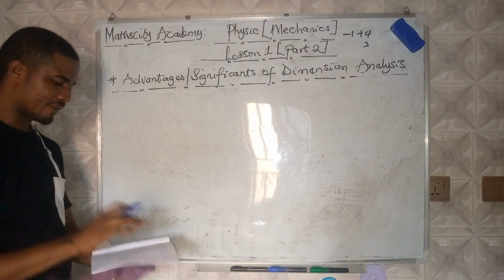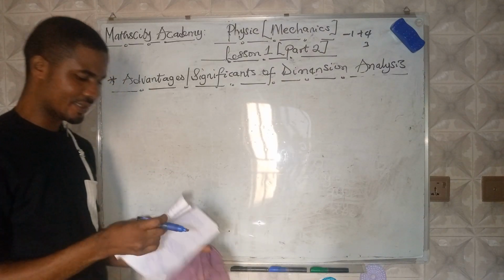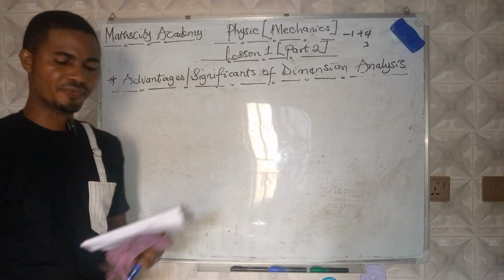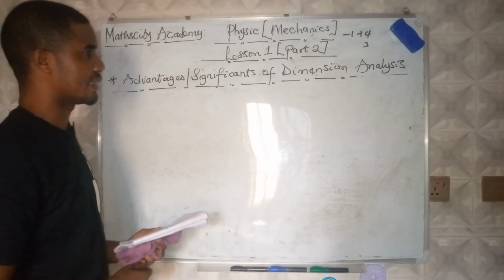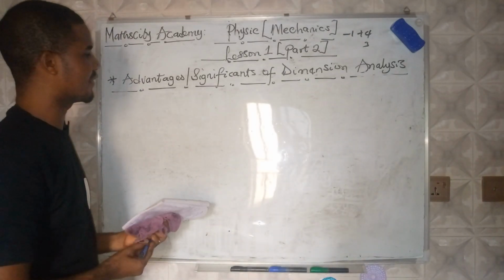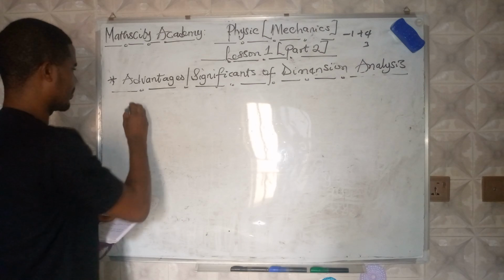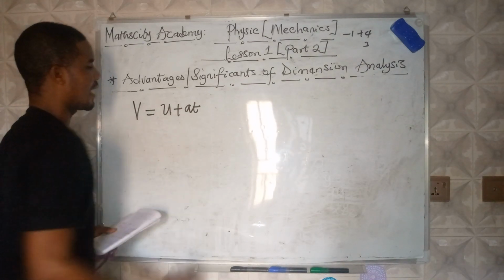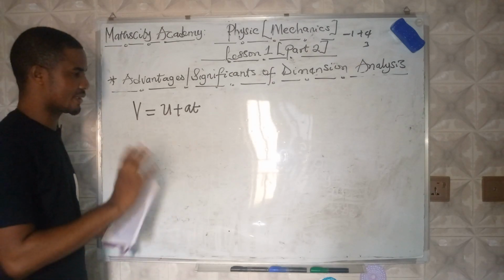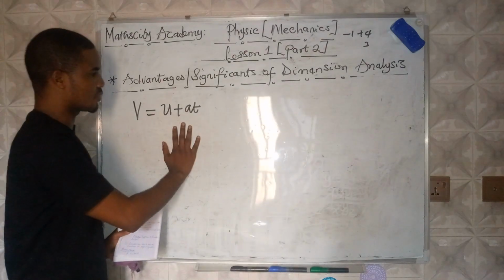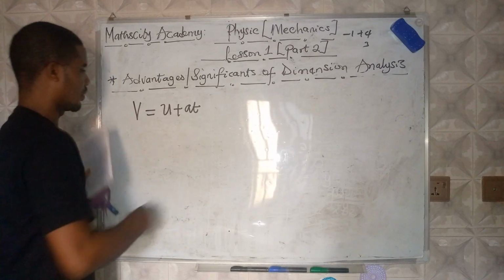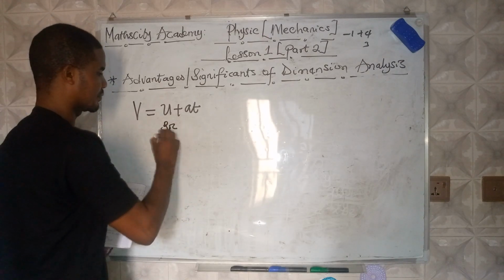Number 1 advantage of dimension analysis is that dimension analysis is used to check the correctness of a physical equation. Let's take one example. They want us to check if this equation is correct. How do I know that this equation is correct? Simple. When I subject it to dimension analysis, homogeneity will tell me if it is correct or wrong. Okay, let's see the solution now.